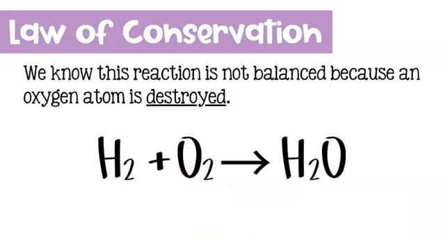The law of conservation also tells us that we need a balanced chemical equation, or a chemical equation with the same number of each type of atom or each element on both sides. So we know that the reaction below is not balanced because we have one less oxygen atom on the right than the left. It looks like oxygen is being destroyed.